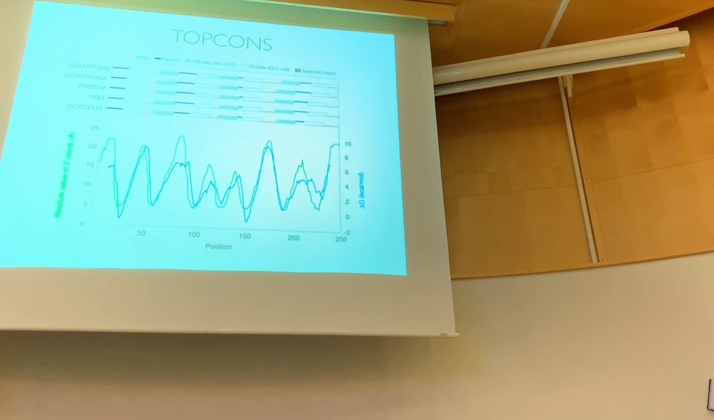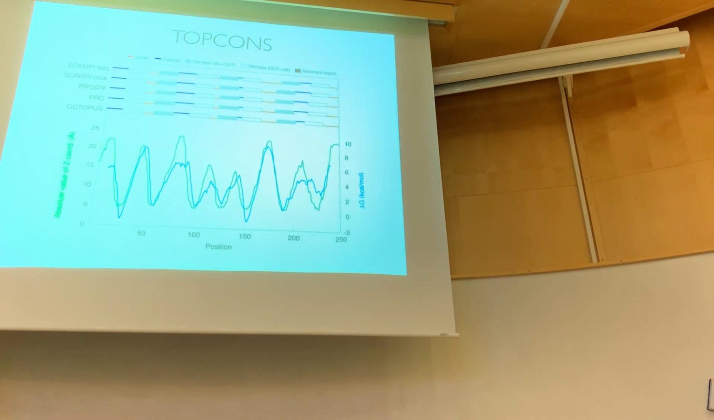Here is the typical output from TOPCONS. This is one where you have 5 individual predictors that come in, and you can see the prediction for each one. So if you get a plot like this, you feel pretty confident because they all give the same number of helices. They all say that the N-terminus is on the outside and the C-terminus is on the inside. If you see something like this, you would be fairly happy. It's a fairly reliable prediction, because all the methods give the same answer.